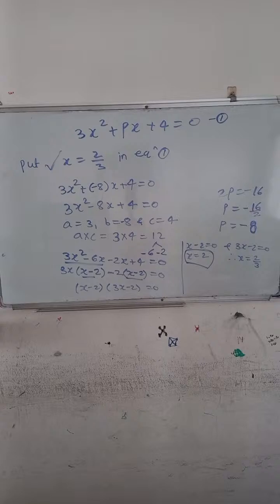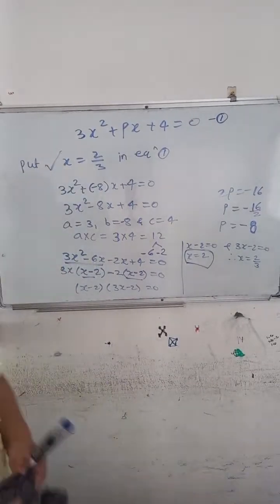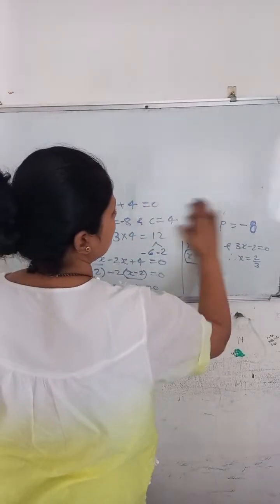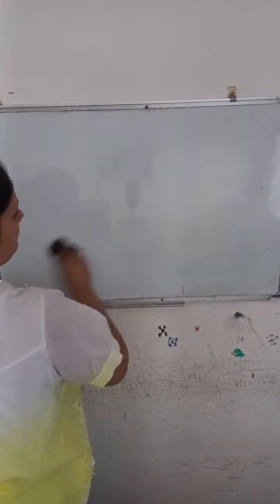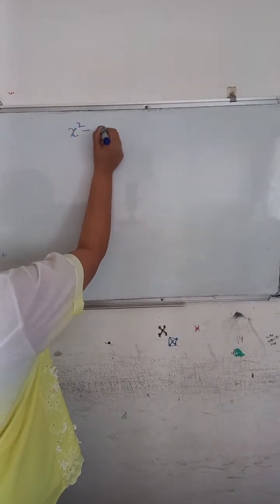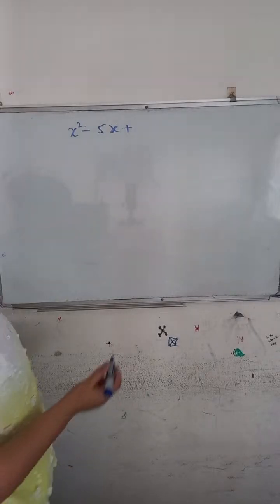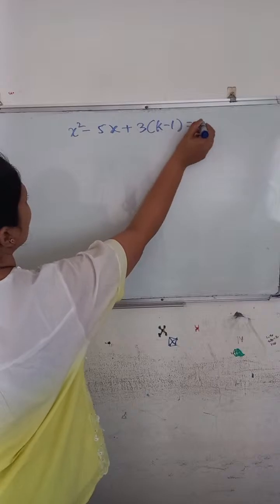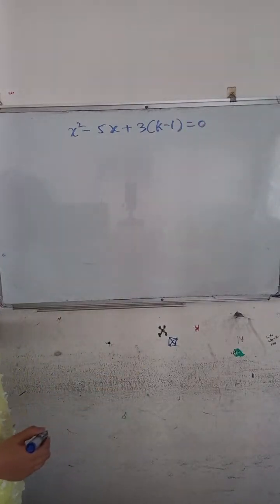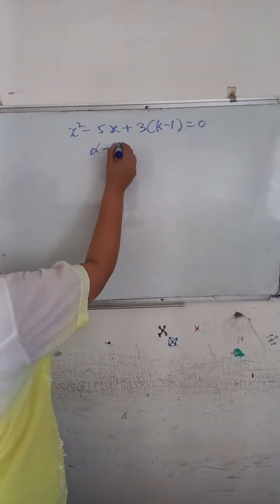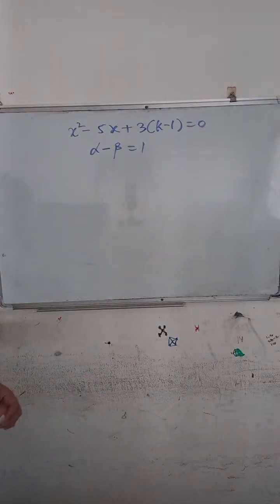The roots alpha and beta of the quadratic equation x square minus 5x plus 3k minus 1 equal to 0, such that alpha minus beta is equal to 1. Find the value for k.